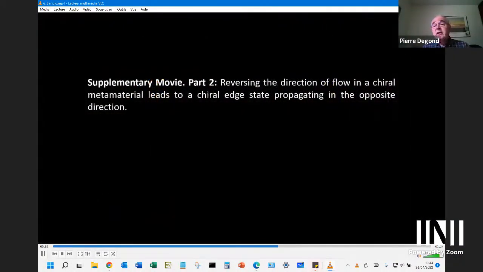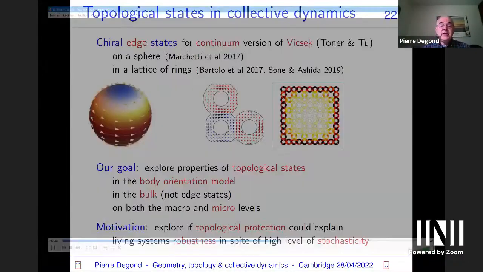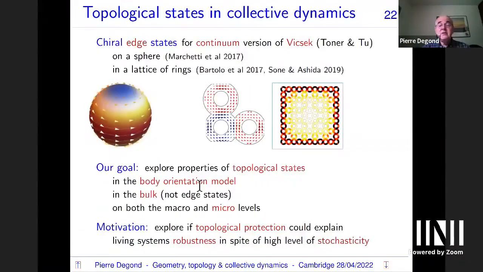Okay, so there's been a lot of work trying to reproduce topological states in collective dynamics. Our goal is to explore such topological states with our body orientation model. These works mainly used a macroscopic model, and we'll try to do that at the microscopic level, which is more complicated because we have to sustain the noise, right? And one of the motivations in life science would be, in my view, topological protection.